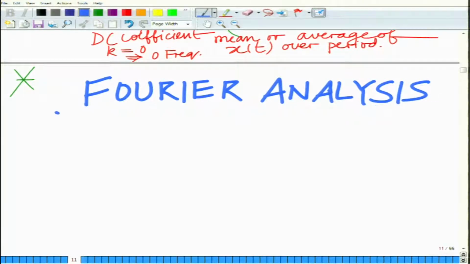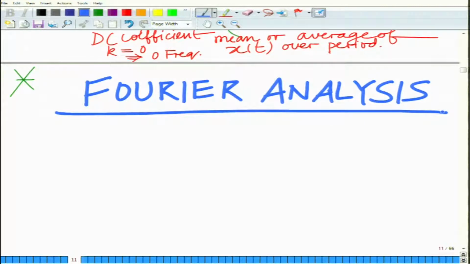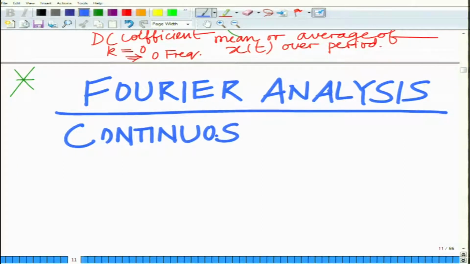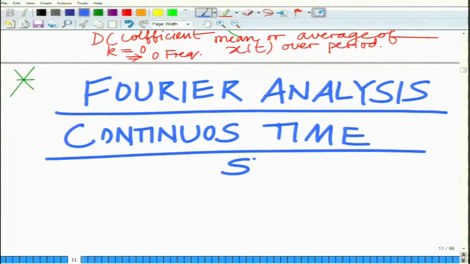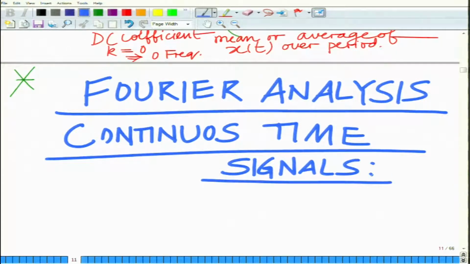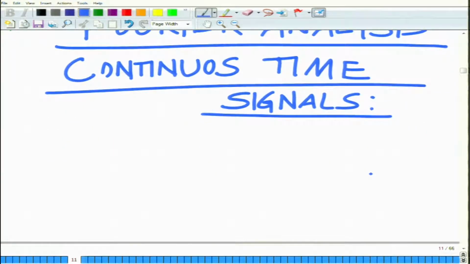Okay. So, we are looking at the Fourier analysis, and this is for continuous time signals. In particular, we are looking at the Fourier series. Okay, we have started with what is known as the Fourier series.